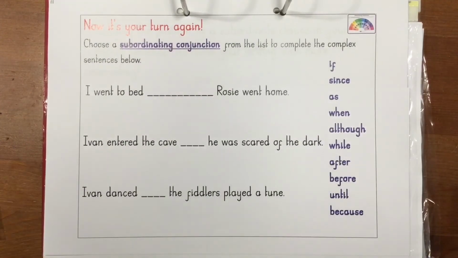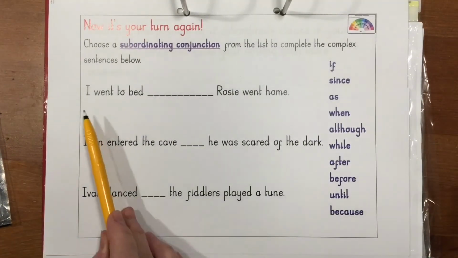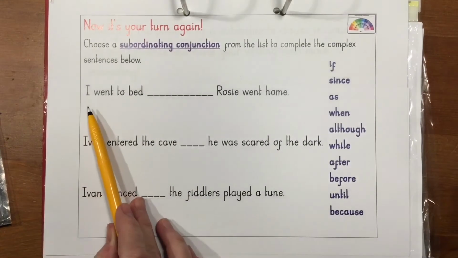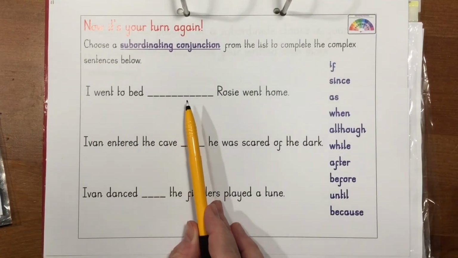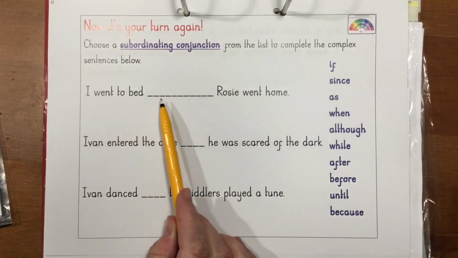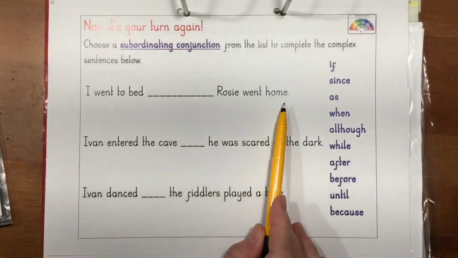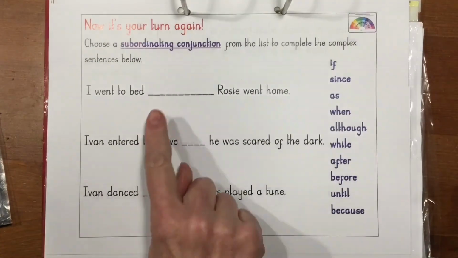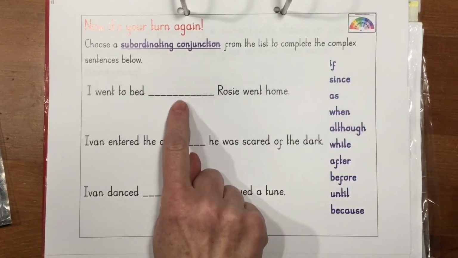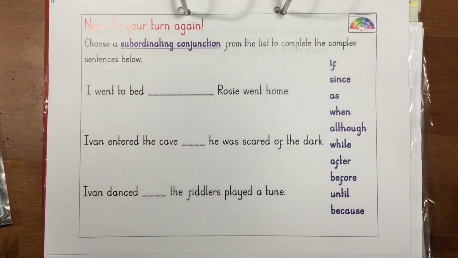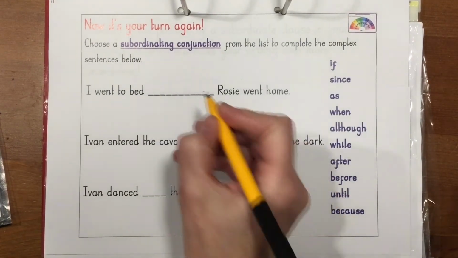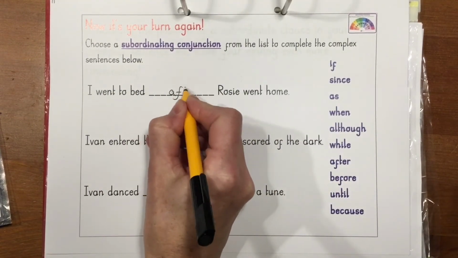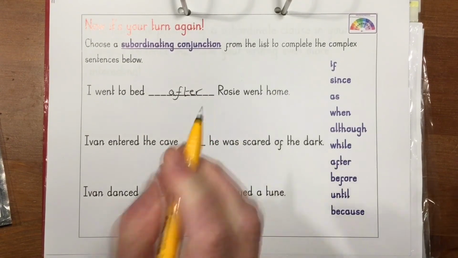Okay, let's go through the sentences one at a time. In the first sentence, I went to bed, the word after makes the most sense. I went to bed after Rosie went home. It wouldn't make sense to go to bed before she went home if your friend is playing with you. Let's write that in. Next one.